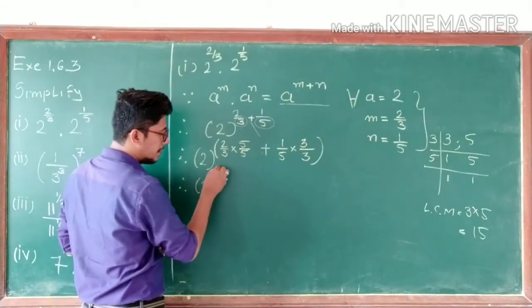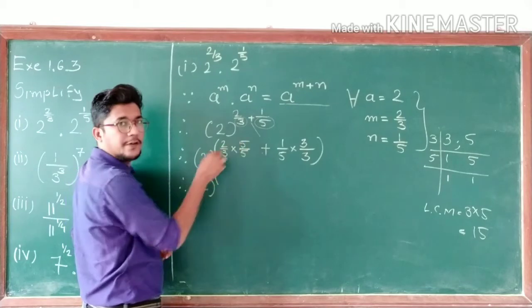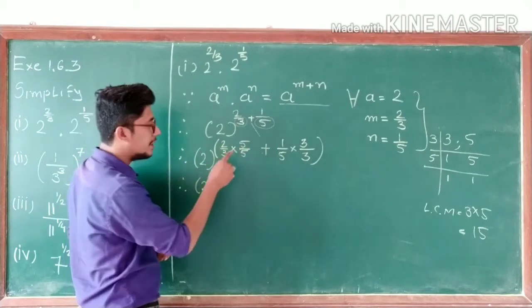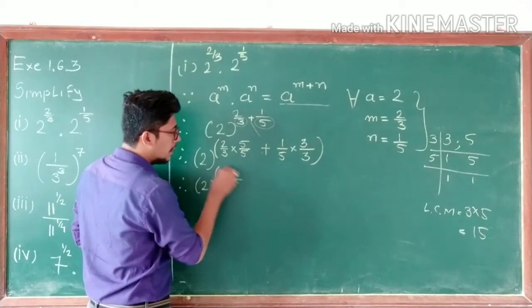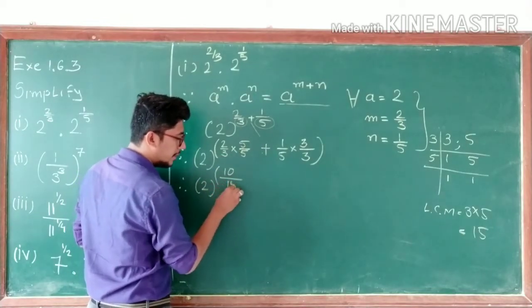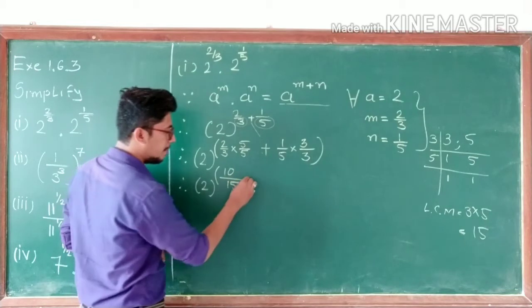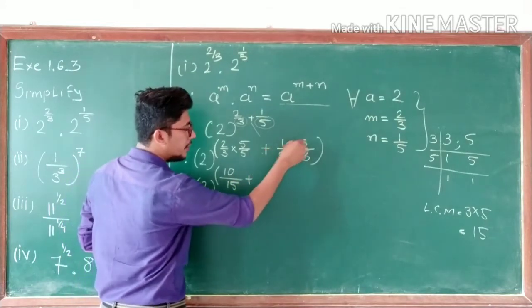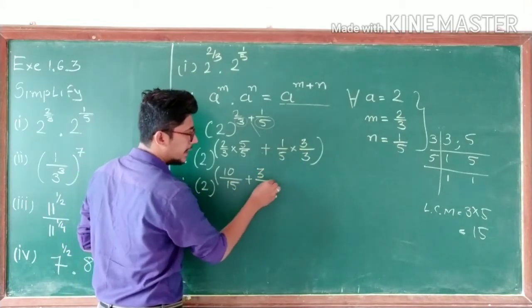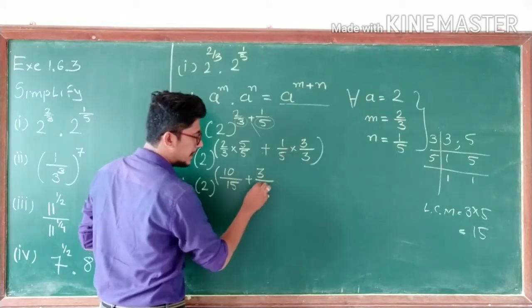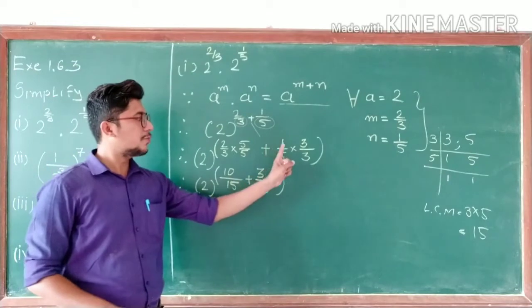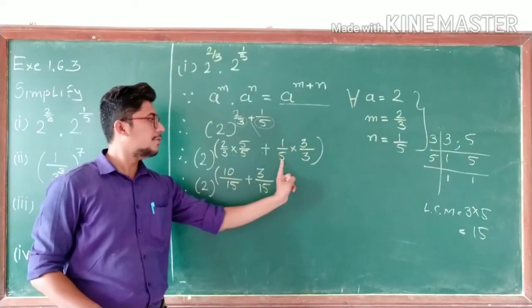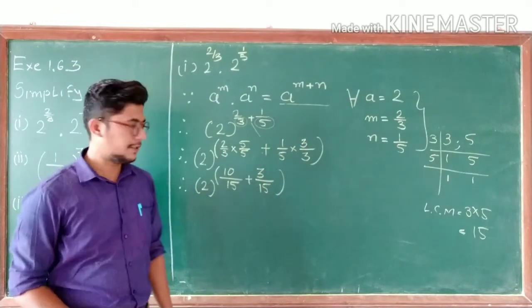Now continuation of the step. 2 here. 2 into 5, numerator multiplied with numerator. 2 into 5, that is 10. 3 into 5, that is 15. Plus 1 into 3, that is 3. 5 into 3, that is 15. Remember, numerator has to multiply with numerator and denominator has to multiply with denominator.